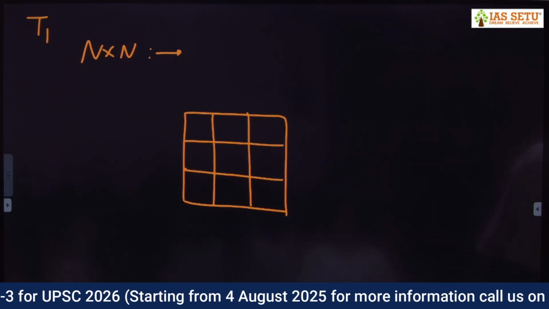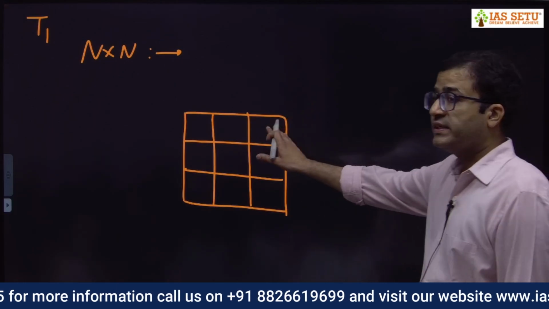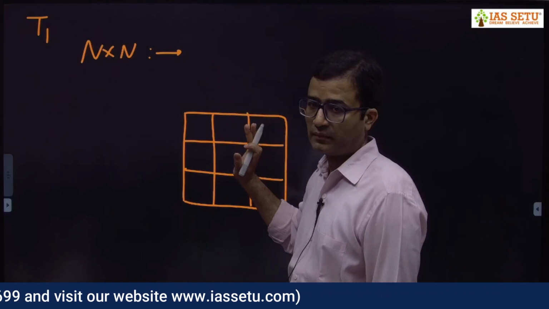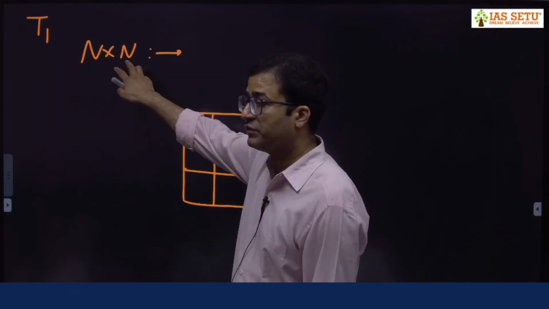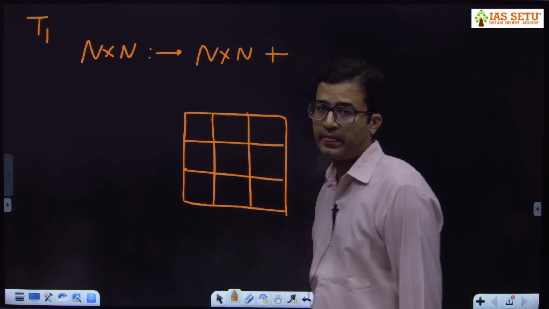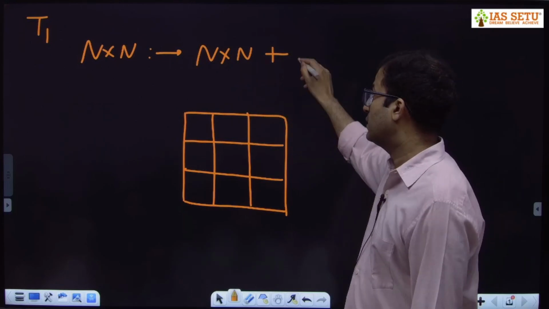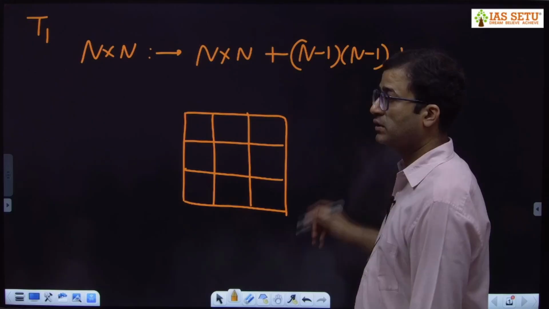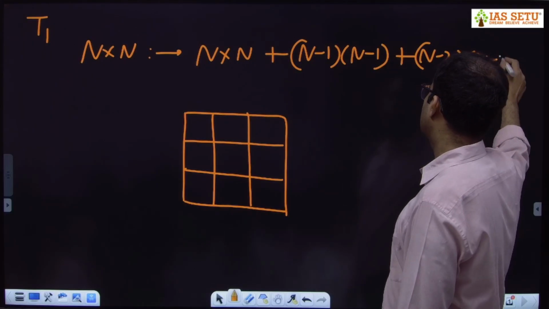We need a short trick. So I tell you the short trick to count the number of squares. It seems difficult, but when you use it, it is very easy. If it is an n by n figure, what is our shortcut? We start with the same number, n into n, plus, then subtract 1 from this n, subtract 1 from this n and multiply. n minus 1 into n minus 1, plus n minus 2 into n minus 2, and so on.